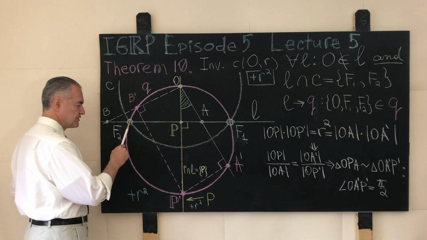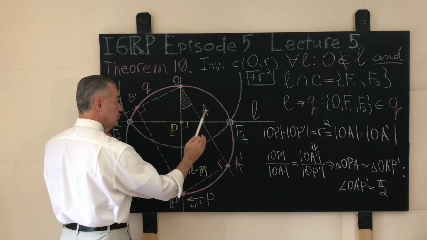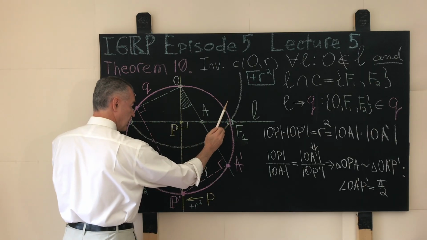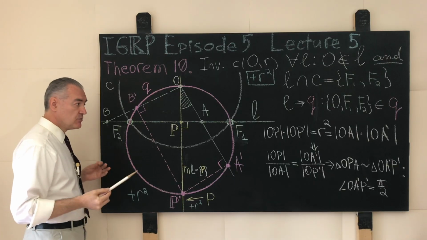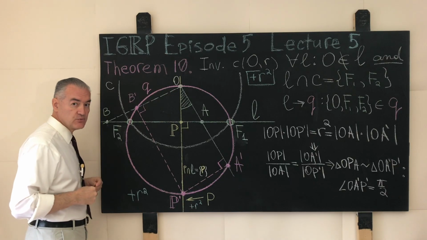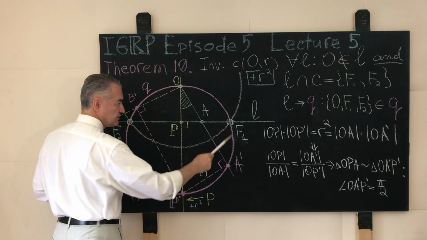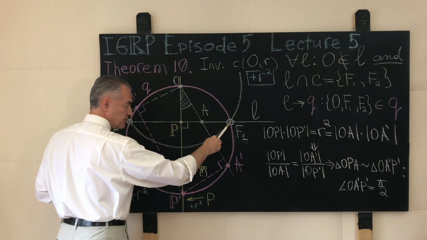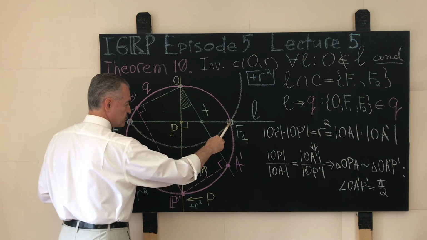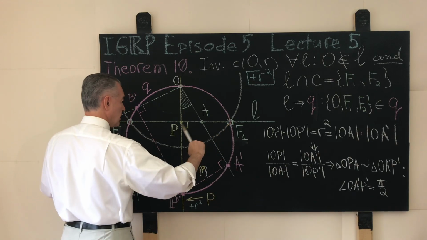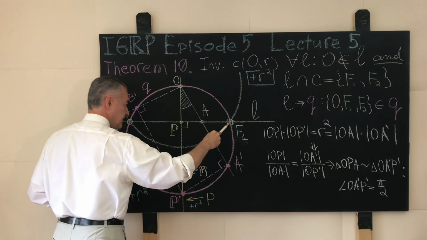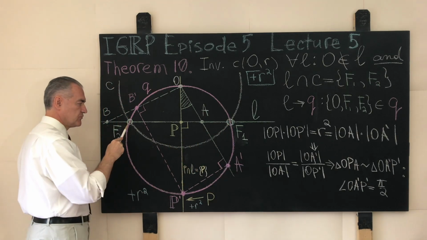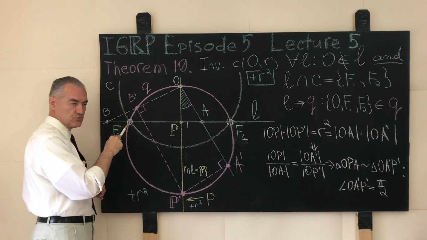What about the points F2 and F1, two distinct points at which the straight line L and the circle C intersect? Well, we already know how to deal with them. We already proved that these are the points that will remain fixed, stationary. They will not go anywhere. Under the inversion with positive power, the point F1 will be taken into the point F1. The point F2 will be taken into the point F2. Game over.